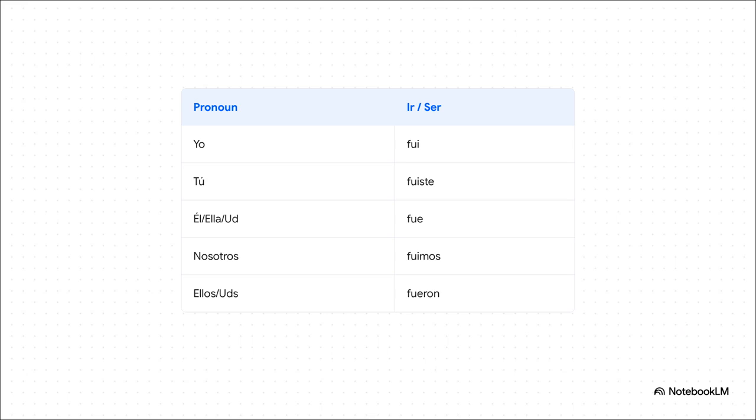These twin verbs break all the secret ending rules we just spent time learning. They rebel entirely and change their root to an F. Yo fui, tú fuiste, él fue, nosotros fuimos, ellos fueron. You do have to memorize this specific set, but the really good news is you get two extremely common verbs for the price of one memorization session.